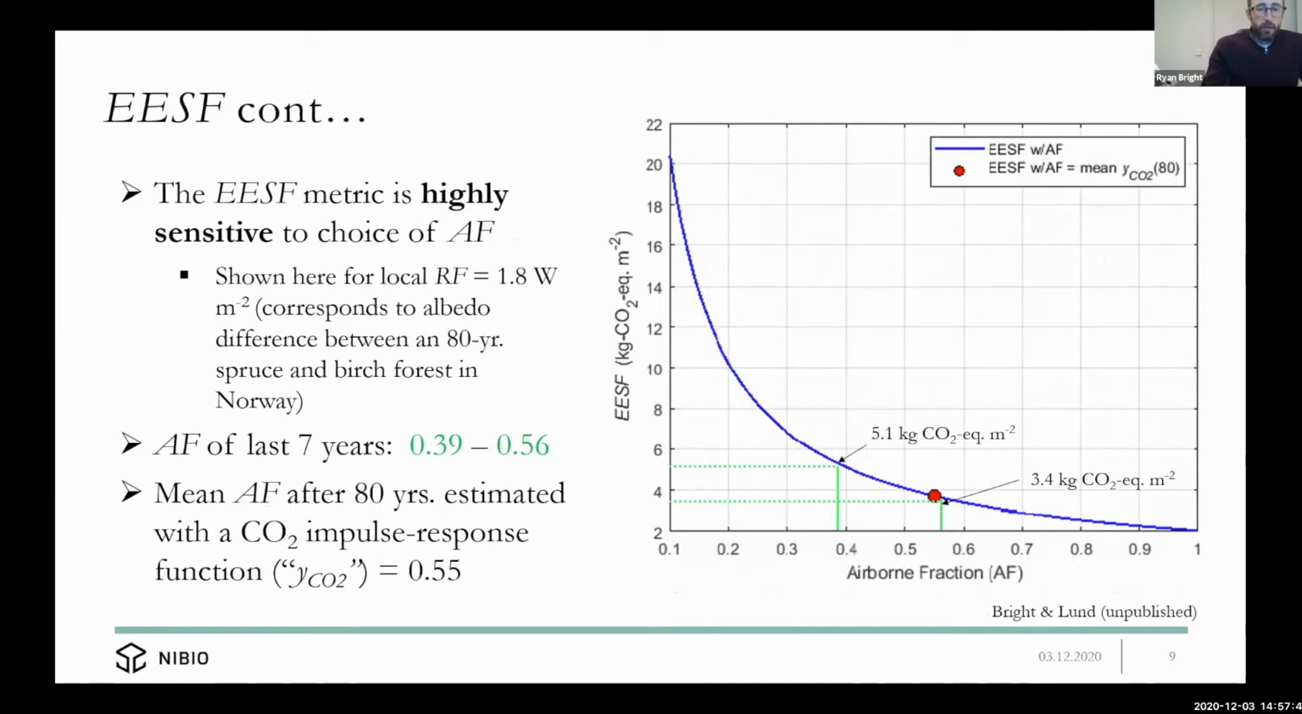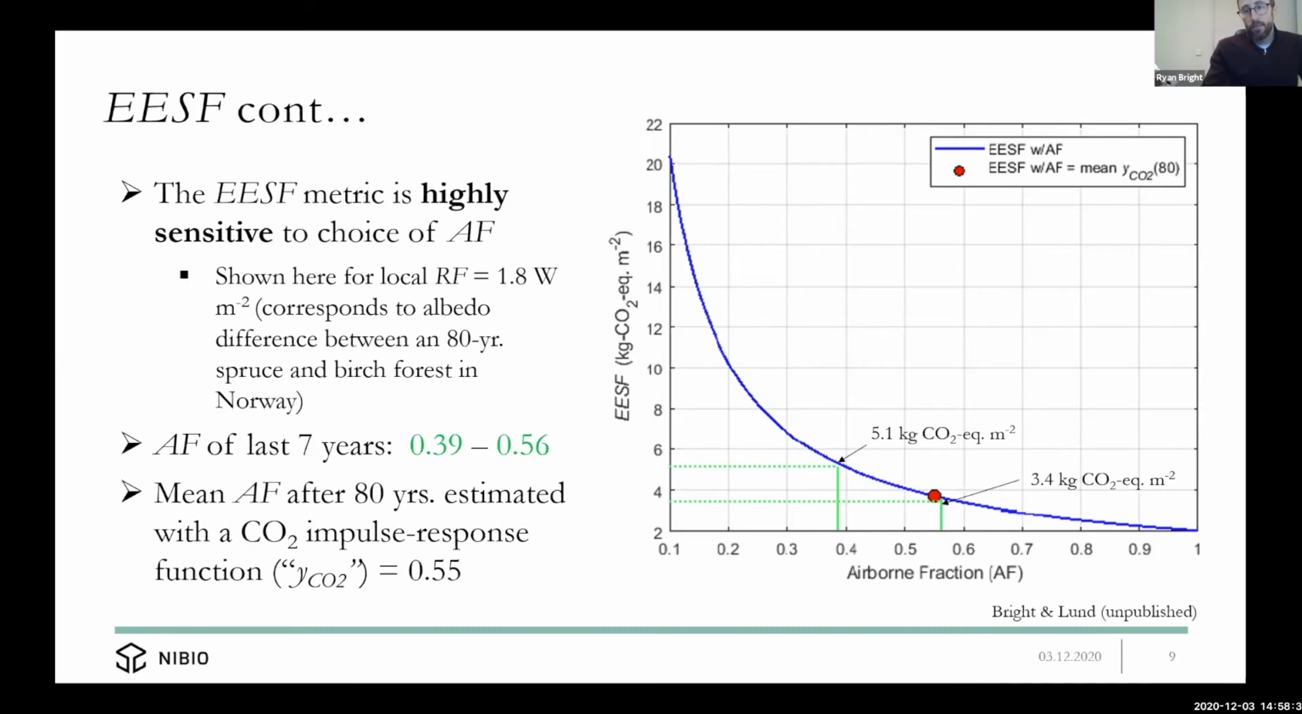This figure shows just how sensitive the measure is to the assumptions about the airborne fraction that are in the denominator of the equation I showed previously. For example, for the last 7-year averaging period, if we take the maximum and minimum airborne fractions based on the global carbon budget numbers, a low of 0.39 and a high of 0.56, and compute this measure for a local forcing of 1.8 watts per square meter, which corresponds to the difference between a spruce and birch forest here outside Oslo in Norway, what we see is about a 150% increase in the metric value when going from 0.56 to 0.39.